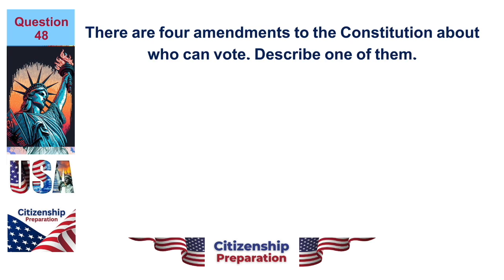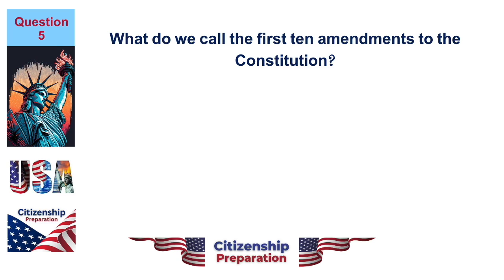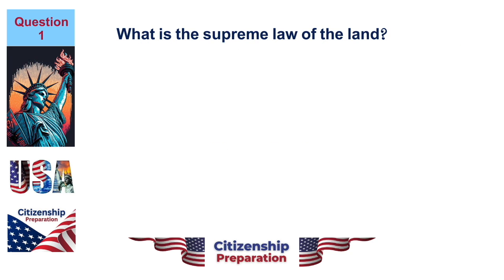There are 4 amendments to the Constitution about who can vote. Describe one of them. Citizens 18 and older can vote. What do we call the first 10 amendments to the Constitution? The Bill of Rights. What is the supreme law of the land? The Constitution.